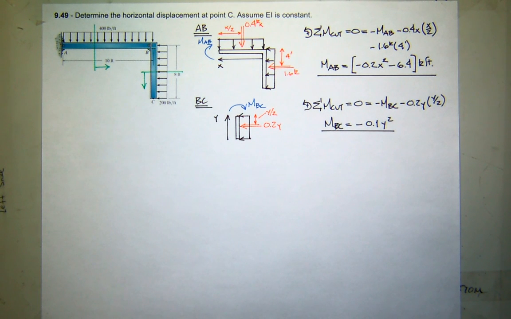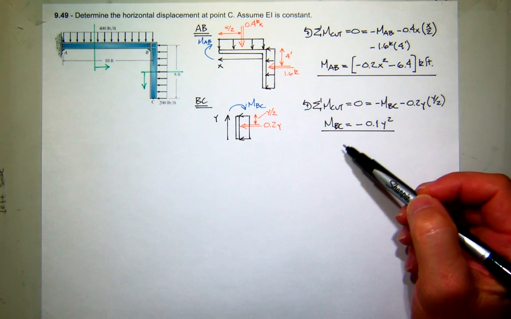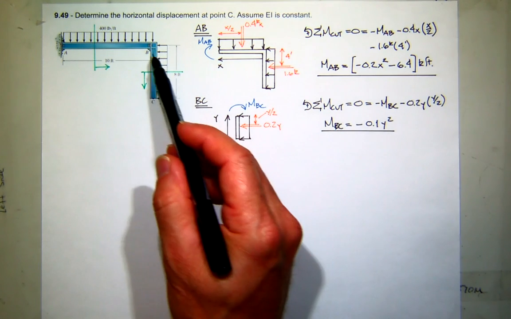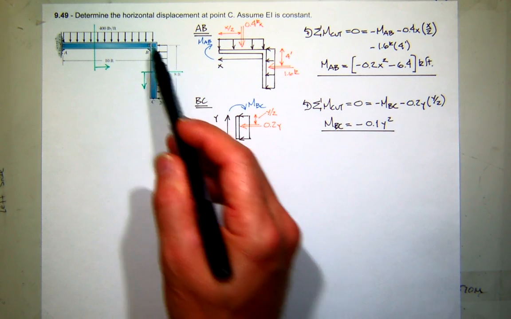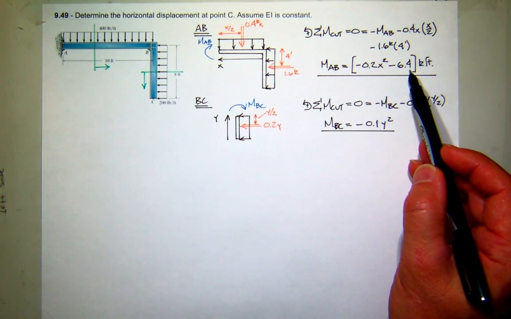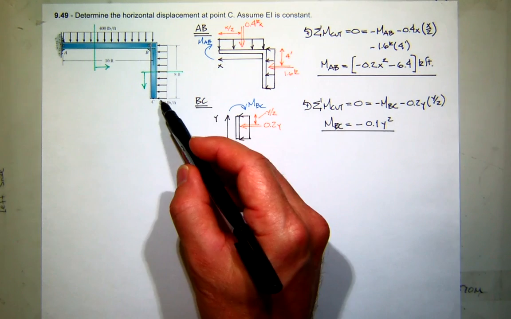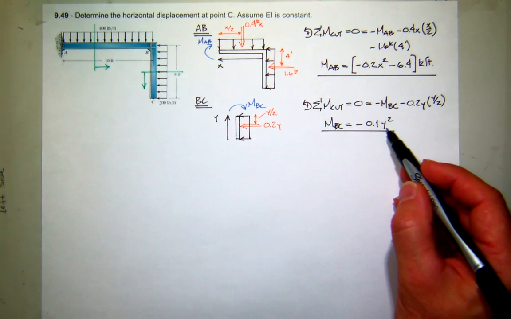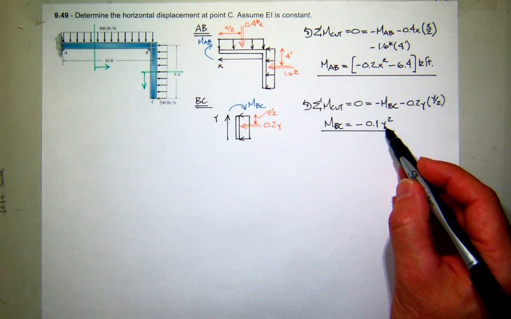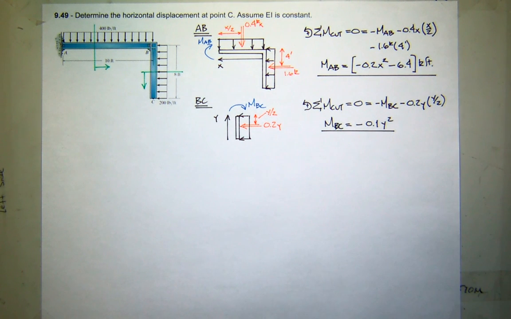Can I check this? Do these two moment equations have some place in common? Yeah, at B. So in the first one, at B, that would be when x is 0. So I put x equals 0, I get negative 6.4. B for this one is when y is 8. So I got 8 squared is 64 times a tenth. Hey, 6.4. Seems to work. So I feel pretty comfortable that my moment equations are correct.